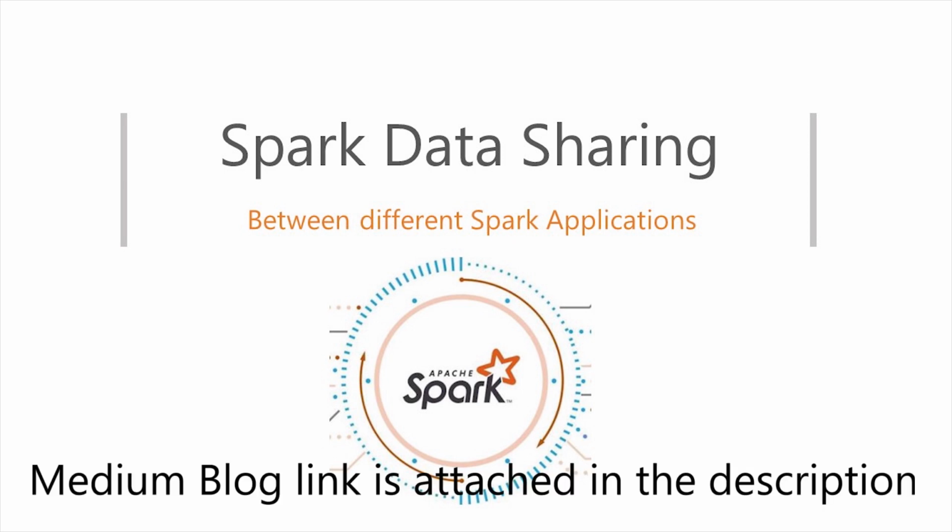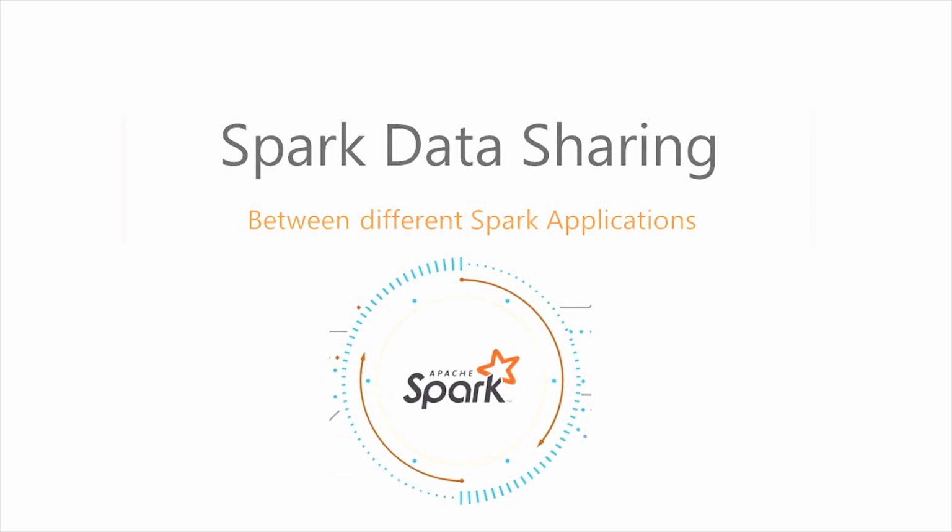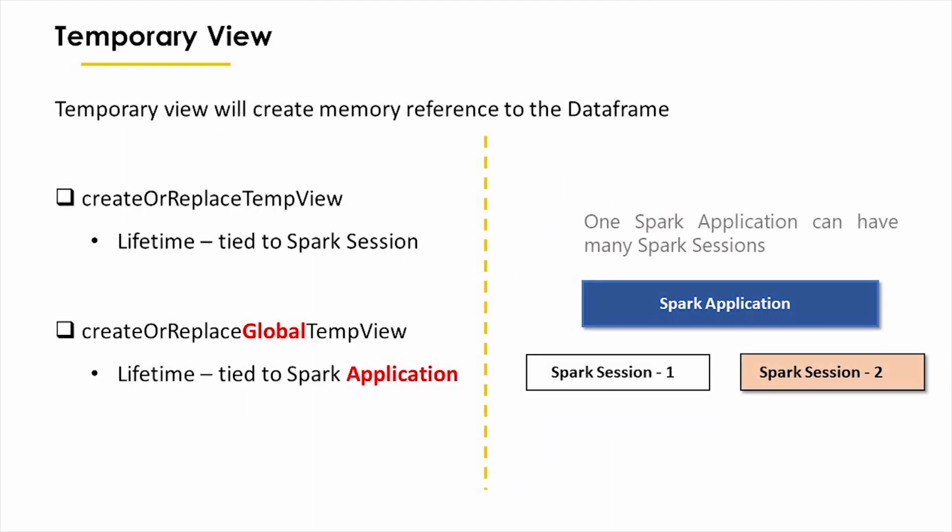Also, the Medium blog description has been attached to this video description, which we are going to see in a practical demo here. Okay, so what is the difference between temp view and global temp view? They both create a lazily evaluated view from the data frame that you can then use like a Hive table in Spark SQL. But it does not persist that information into memory unless you cache the data. A temporary view created by these methods will just create a memory reference to the data frame. It will create a temporary view of the table in memory. It is not persistent at the moment, but you can run SQL queries on top of that.